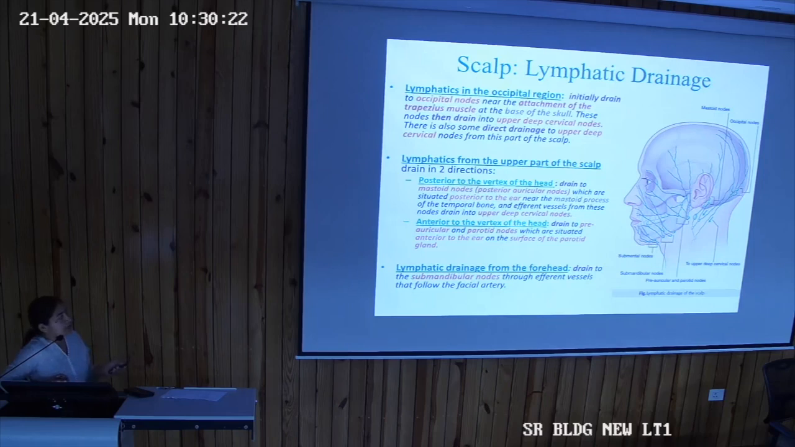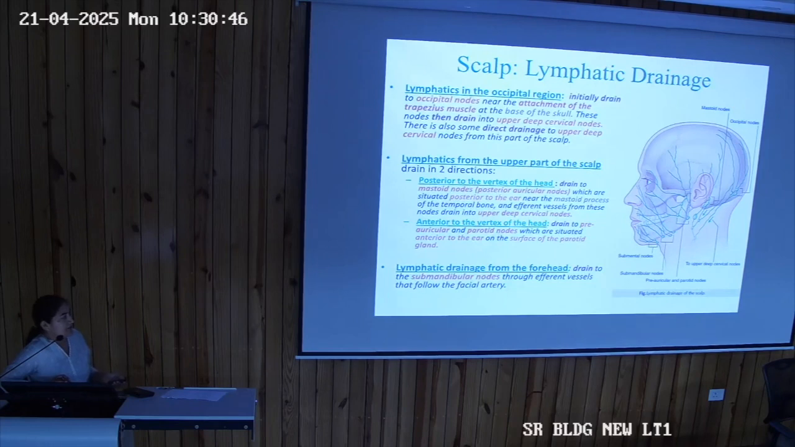So posterior to the vertex of the head, the lymphatics drain to the mastoid nodes. The mastoid nodes lie on the mastoid region, which is behind the auricle. Again, these lymph nodes drain into the deep cervical lymph nodes. Next, anterior to the vertex, are the preauricular lymph nodes and the parotid lymph nodes. They are lying anterior to the ear.